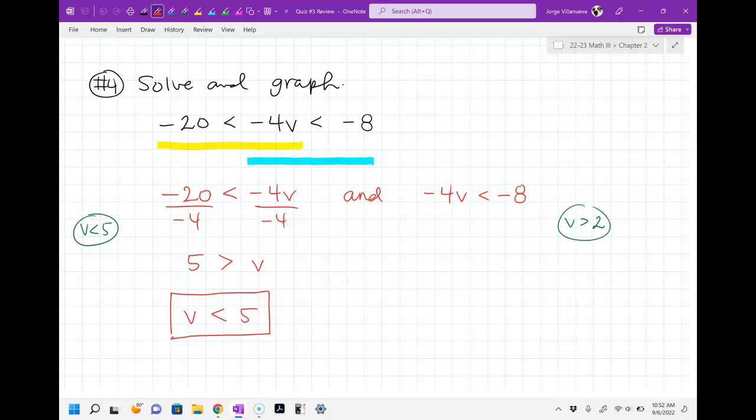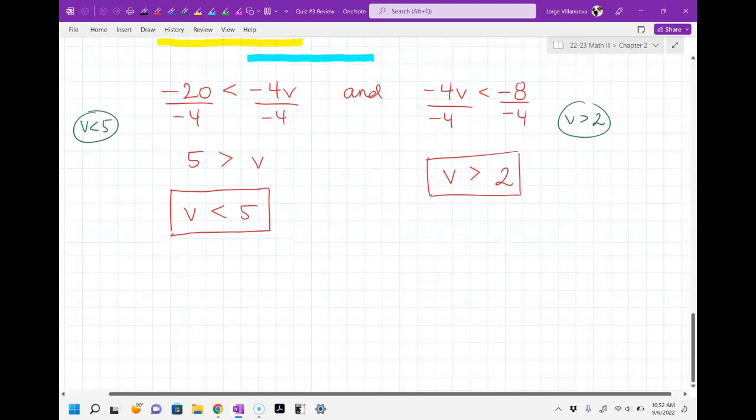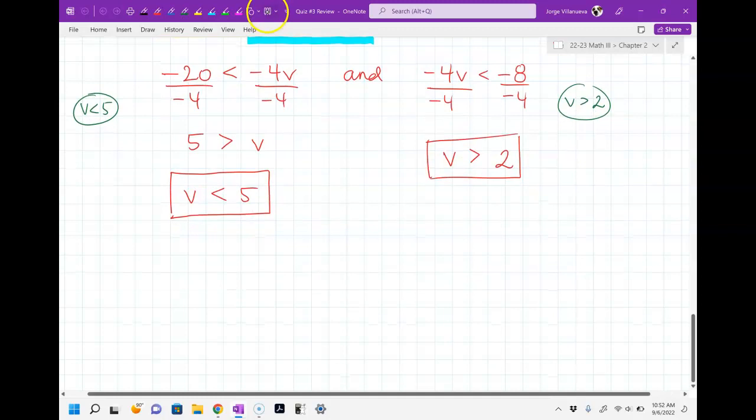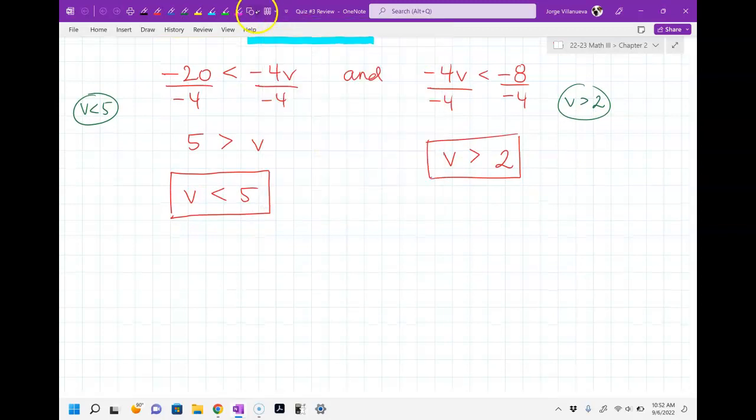The next one, we're going to do the same thing. Divide both sides by -4. So that's going to give me a V and a 2, and my less than will become a greater than. So that looks correct as well. So we have our answers: V less than 5, V greater than 2. Now remember, this is an AND problem, okay? So I'm going to have to look for where they cross each other.